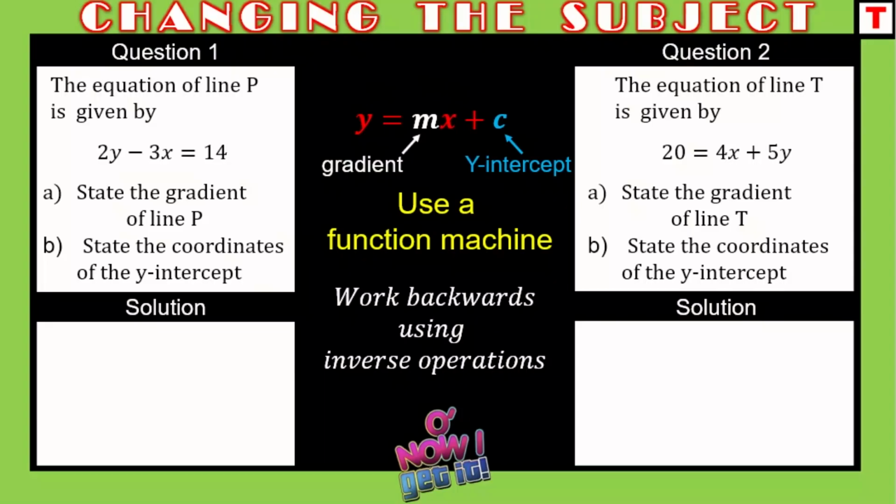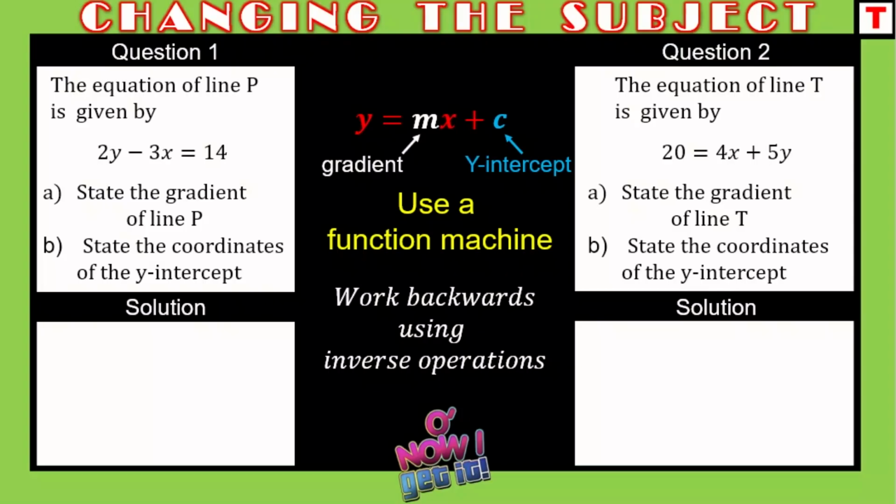So in this case, we have the equation of line P is given by 2y take away 3x is equal to 14. And I have a guide to show that y is equal to mx plus c, which would be the general equation of a straight line. And m would be the gradient. So when y is by itself, we can actually figure out what the gradient and the y-intercept would have been. So let's have a look at this a little bit closer.